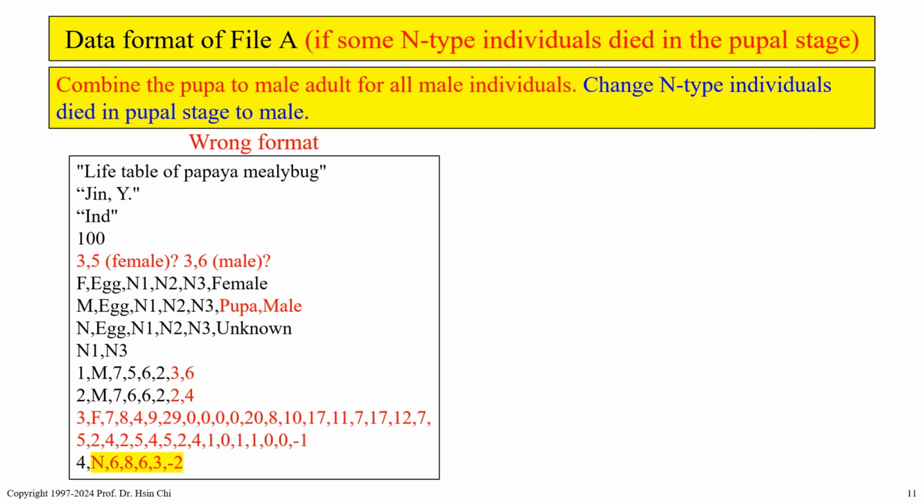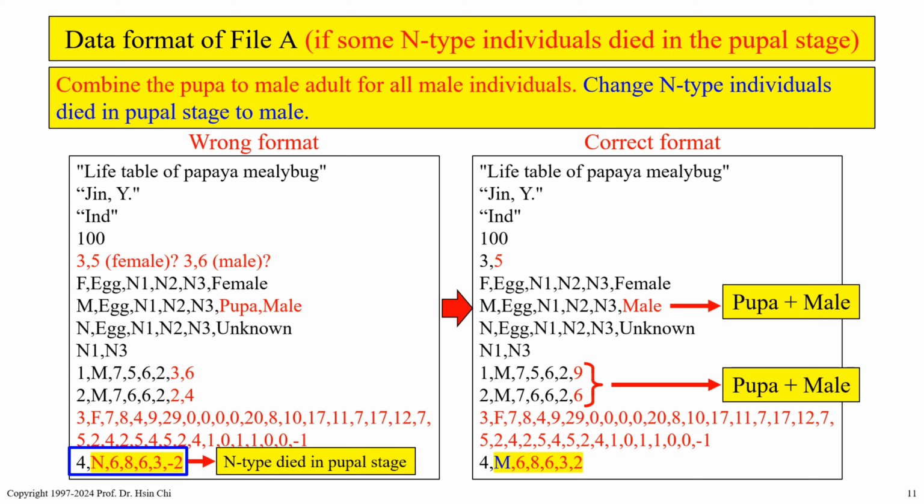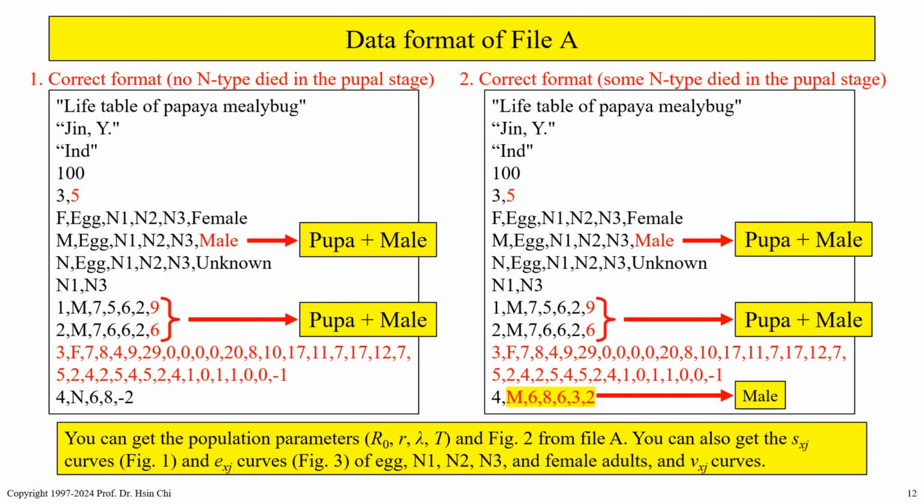In the second case, if some N-type individuals died in the pupal stage, we must combine the pupa to male adult for all male individuals. Moreover, we have to change N-type individuals that died in the pupal stage to male, as shown in the left box. The fourth insect died on the second day of its pupal stage. We change this N-type individual to a male that survived only 2 days. In this slide, we show you the correct format for both cases.